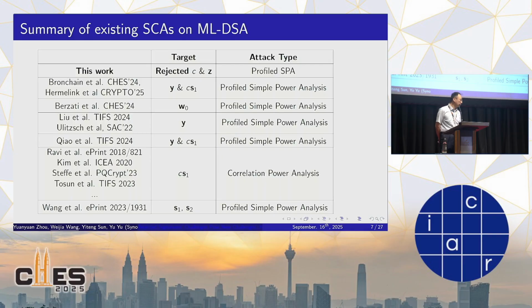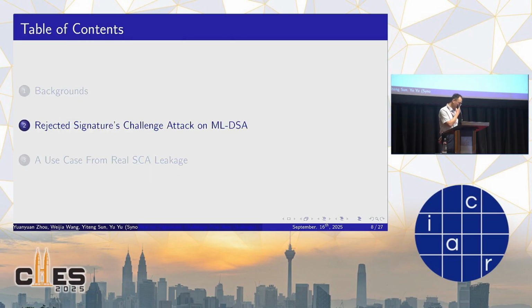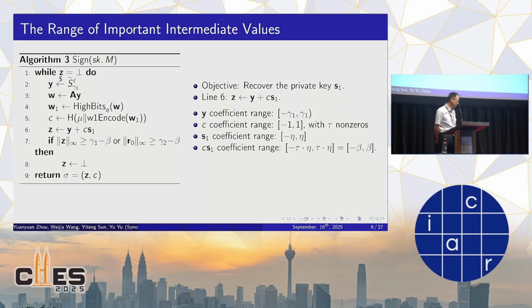Here we also provide a quite short summary of existing side channel attacks on ML-DSA. It should be noticed that we provide the first practical side channel attack using the leakage from rejected c and z to recover the secret key. And our attack type is profiled simple power analysis. Then I will provide the details about our attack method.